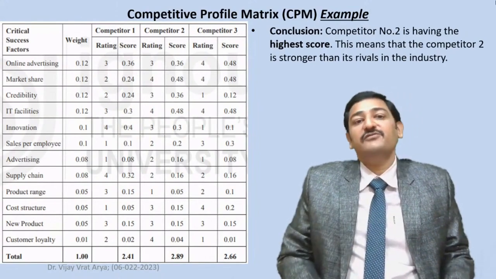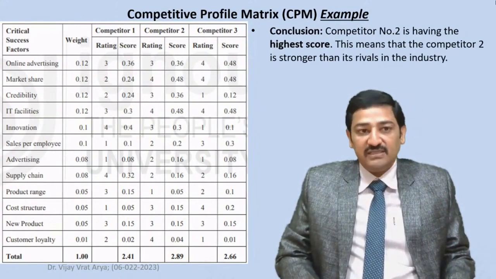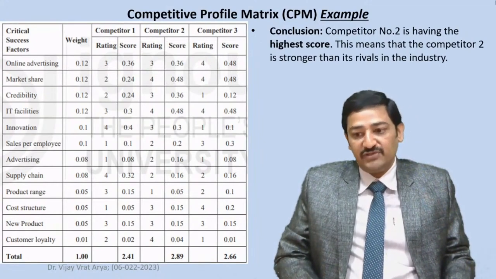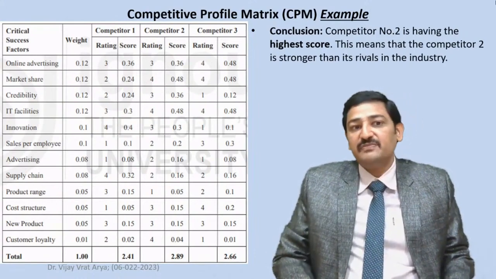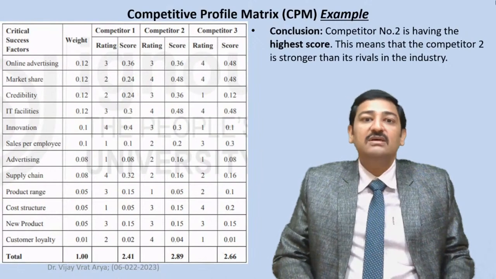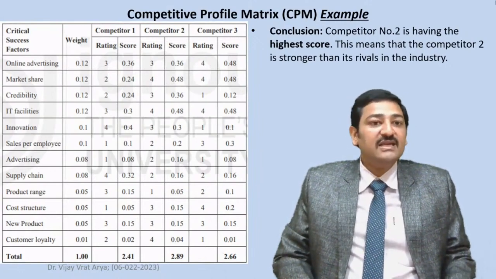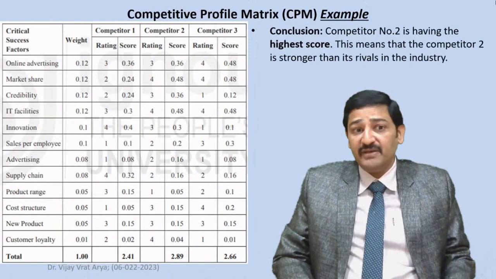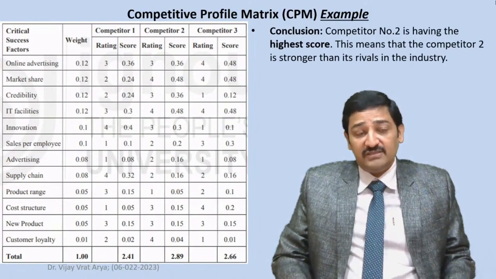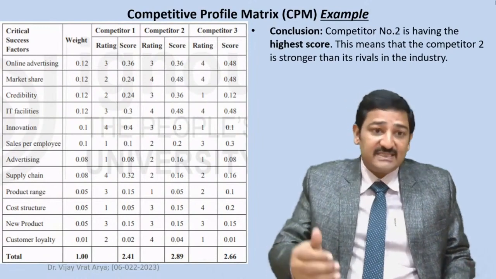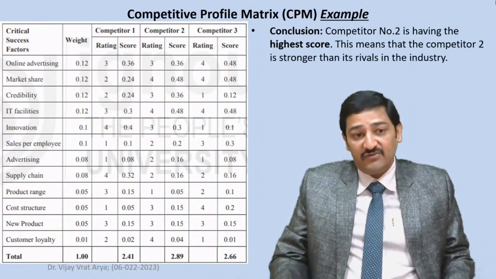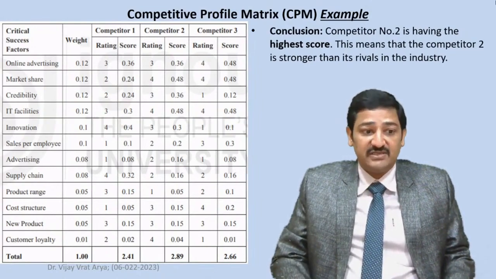So in this competitive profile matrix, other than competitors 1, 2 and 3, we can also take the advantage of addressing the firm which is primarily calculating its own competitive profile matrix, then they can compare. They can compare with the different other competitors, whether competitor 1, 2, 3, to what extent they are having a good advantage or competitive edge in terms of these critical success factors.